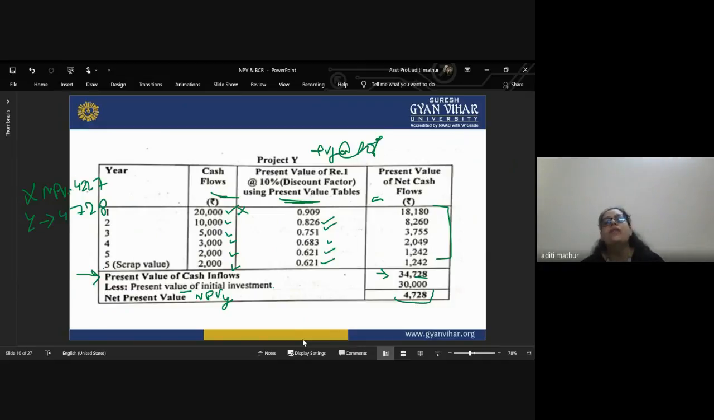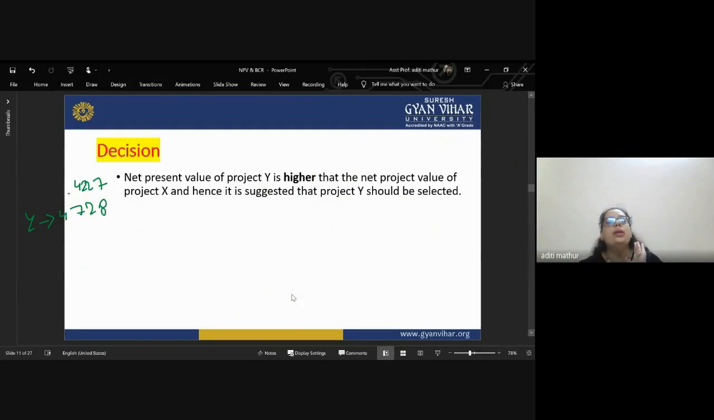Why? Because it is giving you more in comparison to your project X. So you can see the difference. And after the calculation, don't stop over here, that you have calculated for project X and also for project Y. That's it. No, you have to write a conclusion statement. That is your decision, what final decisions you will take.